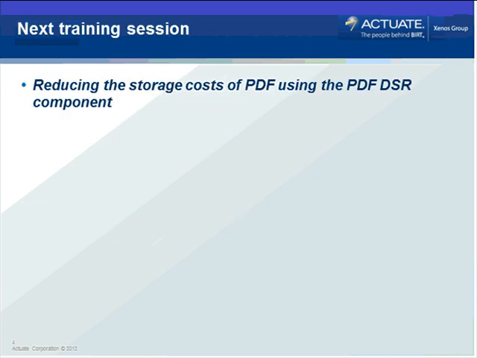We have the agenda slide here. So the next training session, we're going to show you how you can reduce the storage costs of PDF using the PDF DSR component. So loading, I'm not really quite sure if we're going to load P8 or if we're going to load on demand, but we'll figure it out as we go along. But ultimately, hopefully by now you've realized that it doesn't really matter which way you go with this. It's going to be the same, just a component within a process flow, and wherever you're going doesn't really matter because it's all just configuration within that one component.